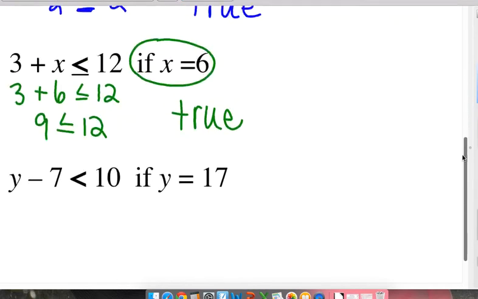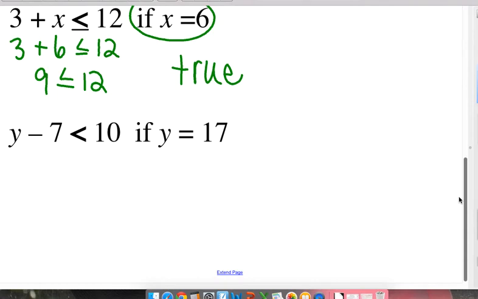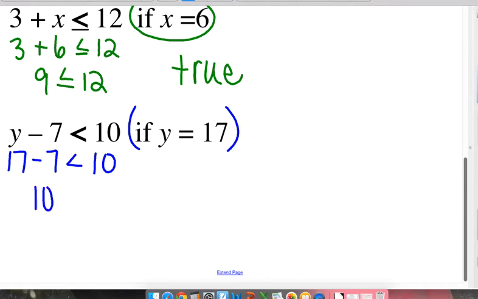Careful, they're not all going to be true. Let's try this guy. Y minus 7 is less than 10 if y is 17. So let's plug in a 17 for the y and see if it works out. 17 minus 7 is 10. Is 10 less than 10? No, 10 is not less than 10, so this one is false. So don't be surprised if you see some true or false scenarios today as we start working with inequalities.